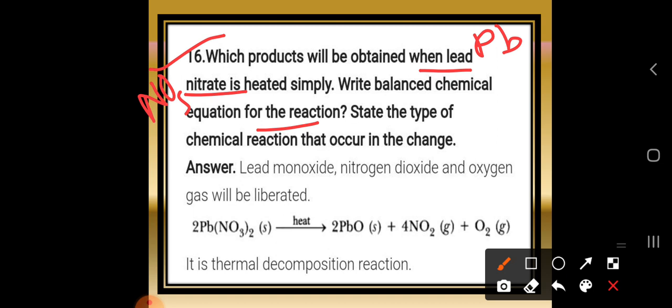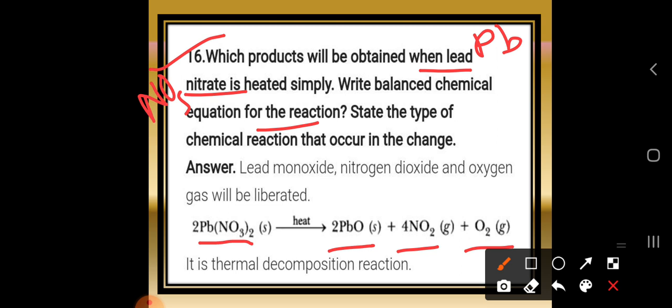So you have to write the balanced chemical equation. What is the formula of lead nitrate? That is Pb(NO3)2, taken twice. When it is heated, what happens? It gives lead oxide and nitrogen dioxide. Why nitrogen dioxide? Because the oxygen is 2, and later on oxygen gas will be liberated. So these are the products we form here by referring to this statement.